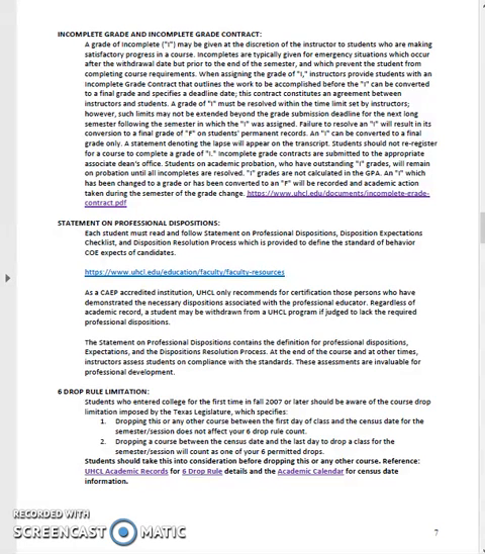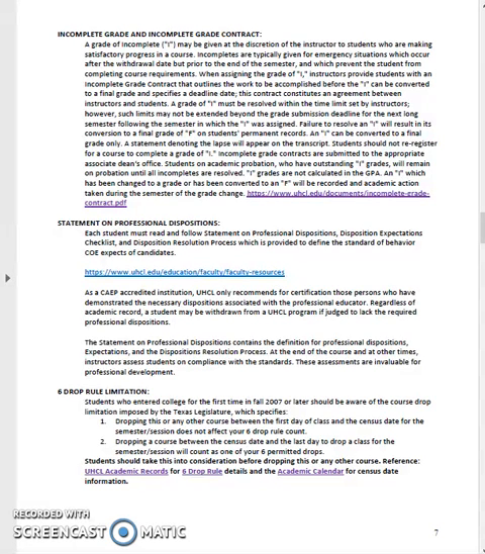Concerning a statement on professional dispositions, each student must read and follow the Statement on Professional Dispositions, Disposition Expectations checksheet, and Disposition Resolution process that's provided at this hyperlink. As a CAPE accredited institution, UHCL only recommends for certification those persons who have demonstrated the necessary dispositions associated with the professional educator. Therefore, you will be evaluated upon these professional dispositions each and every course, each and every semester that you are taking in a College of Education course.